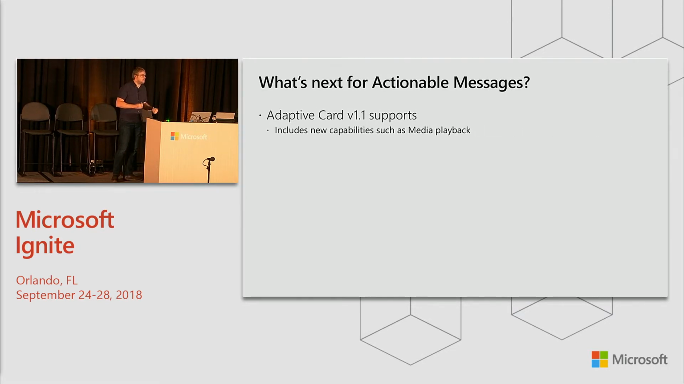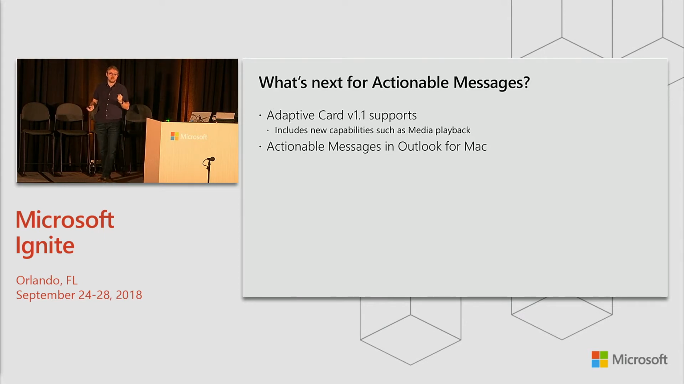The first thing is that actionable messages being done with adaptive cards, we're going to follow the evolution of adaptive cards, and we're going to offer the new capabilities that get added to adaptive cards as they are added. So that means V1.1, which is hopefully coming very soon, and the ability, for example, to do media playback right from within a card. So you can imagine a small video player or even a small audio player, and other capabilities as well. Next, as Grant said, we do not yet have support for actionable messages on the Mac, but that is coming. The team is hard at work, and I don't want to give any time frame here, but it should happen sooner than later.